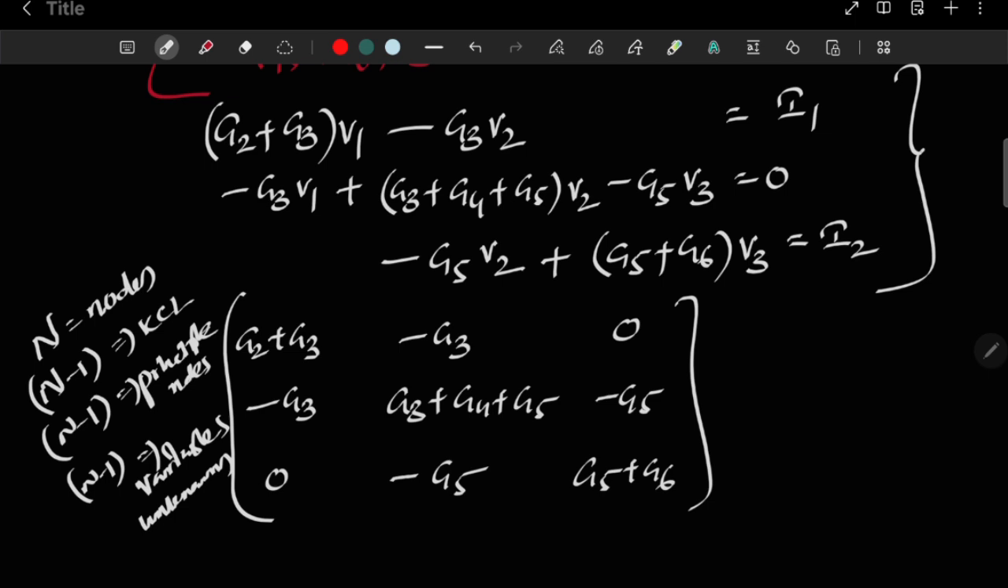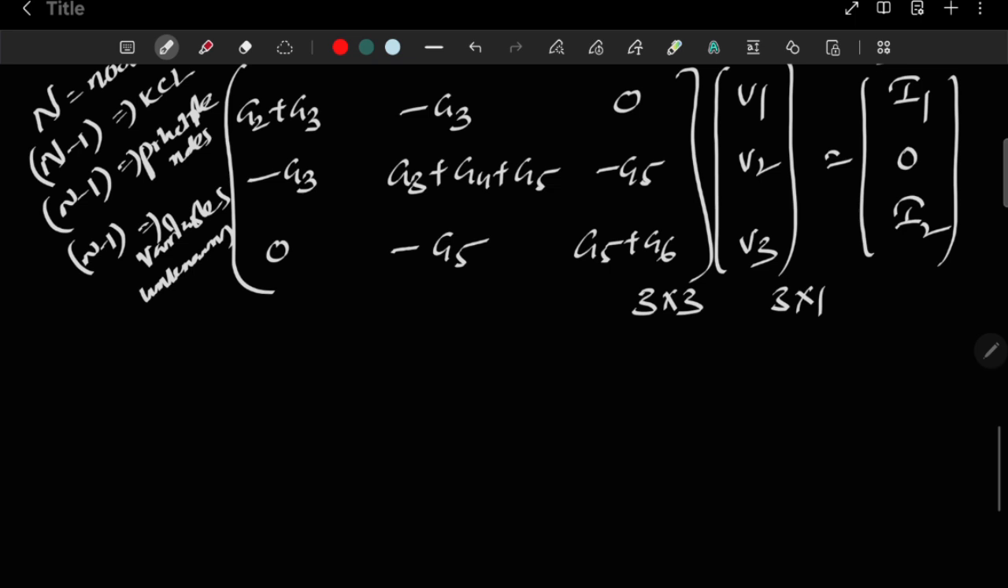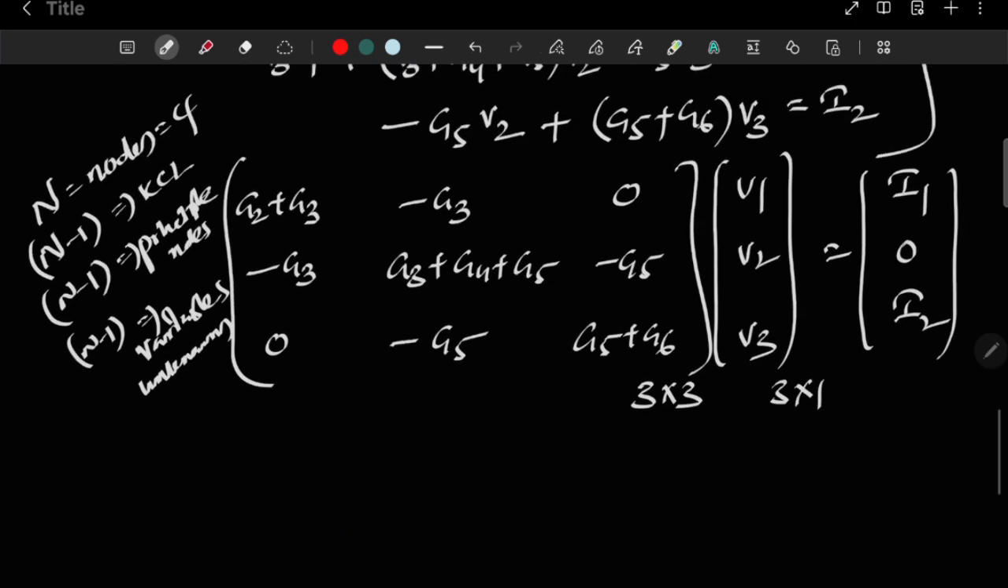Okay, so you will get a 3 by 3 matrix. In our case n is 4, so n minus 1 is nothing but 3. Then we can multiply this with V1, V2, V3. If you multiply these two matrices of order 3 by 3 and 3 by 1, the resultant will be 3 by 1. So what is on the right side? I1, 0, I2. And the first row is G2 plus G3, minus G3, 0.